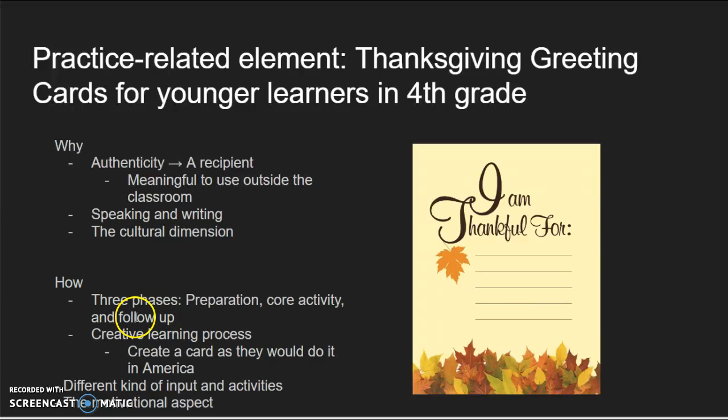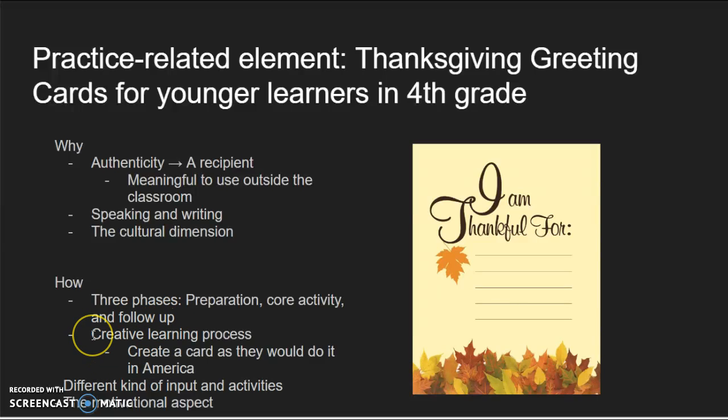I've done this by dividing the task into 3 phases. First, the preparation phase. Second, the core activity. And third, the follow-up.